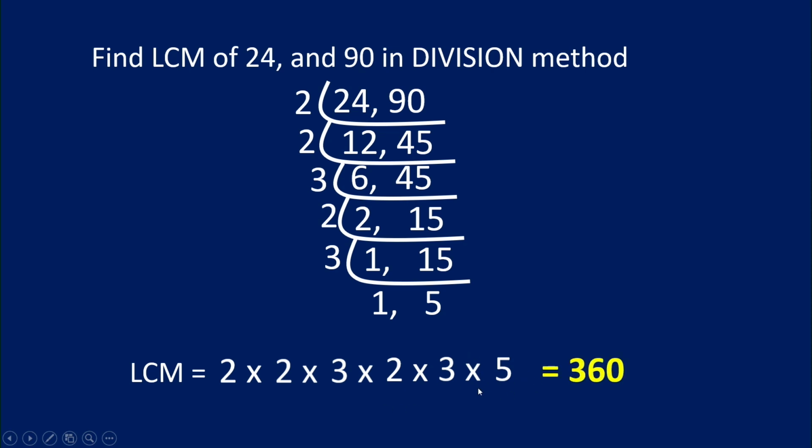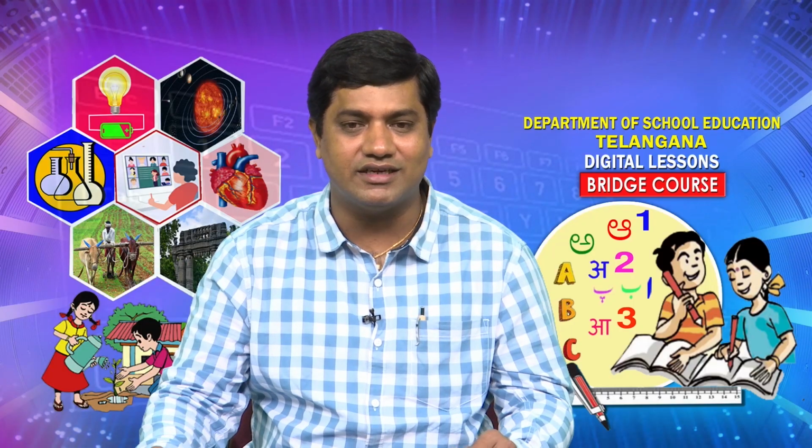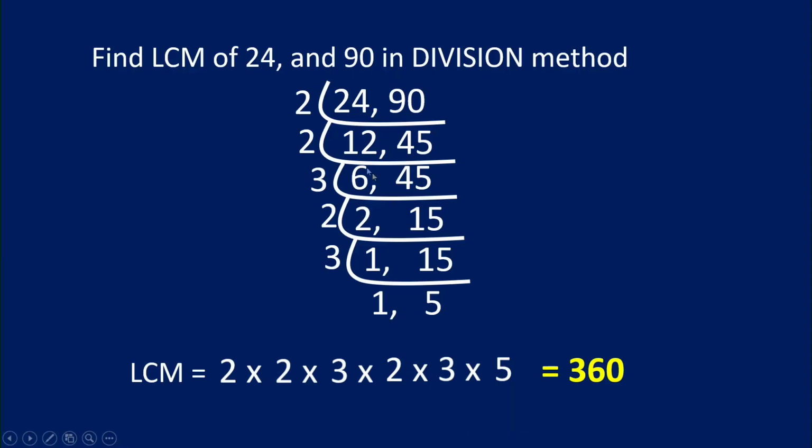While multiplying, we need to find any tens that are there, then it becomes easy to get the product here. Now the LCM by division method of 24 and 90 is 360. This is called the division method. Let us look into another example.